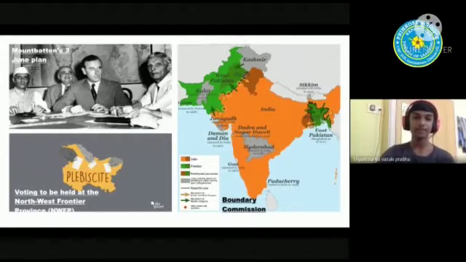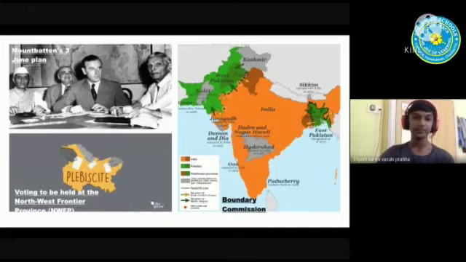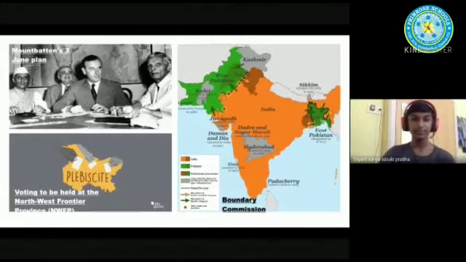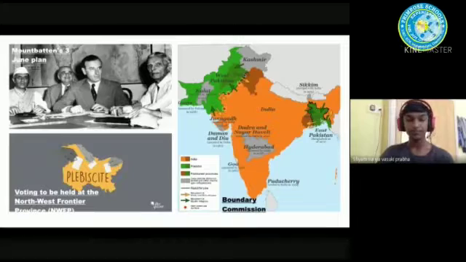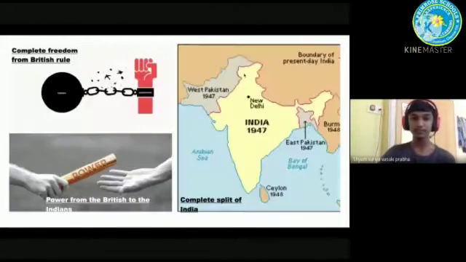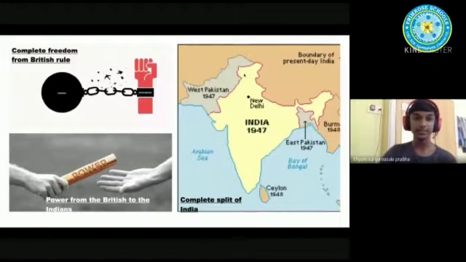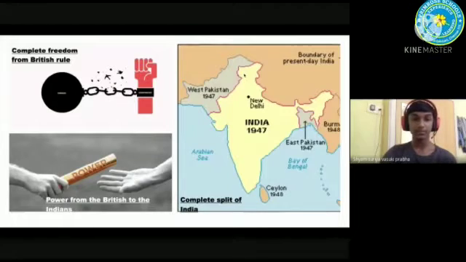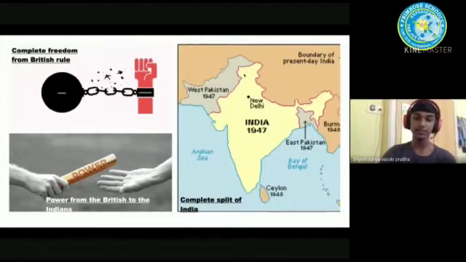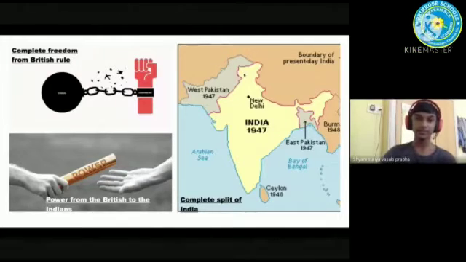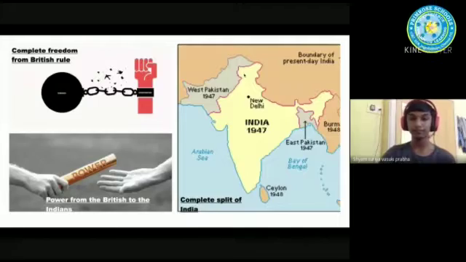Then after his plan was a success, they did a plebiscite, which is basically a voting to say yes or no, agreeing with someone's ideas or plan. And this happened in the Northwest Frontier Province. In his plan, it also said that there would be complete freedom from the British rule, and there would be a complete transfer of power from the British's hand to India. And of course, it satisfied Jinnah's two-nation theory because there was a splitting of Pakistan from India.